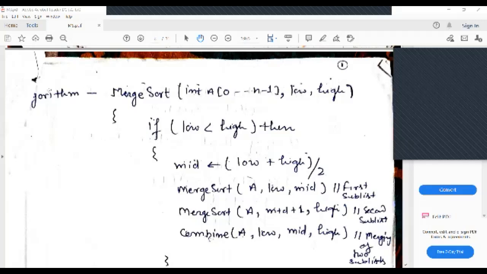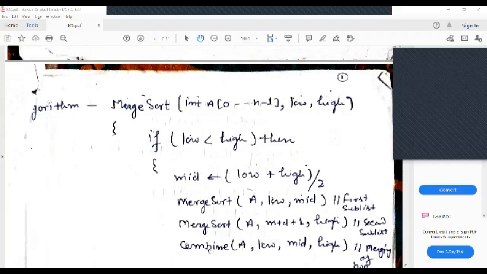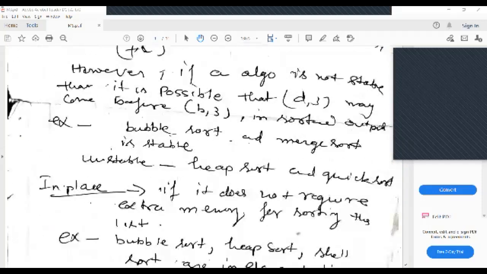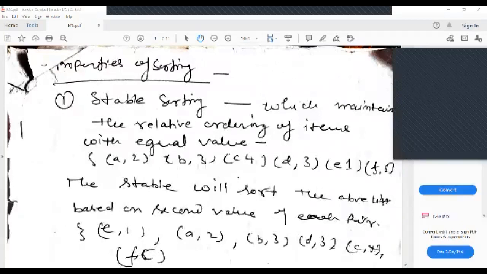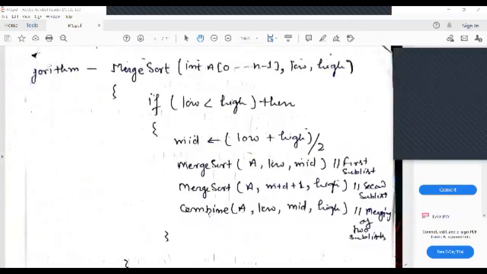And what is sorting? Sorting is a process by which we arrange the data in ascending or descending order. Here, we are sorting the data in ascending order. This is the meaning of sorting. Other than this, there are some properties related to sorting that I will discuss in the lecture. Here, just see what the algorithm of merge sort is.